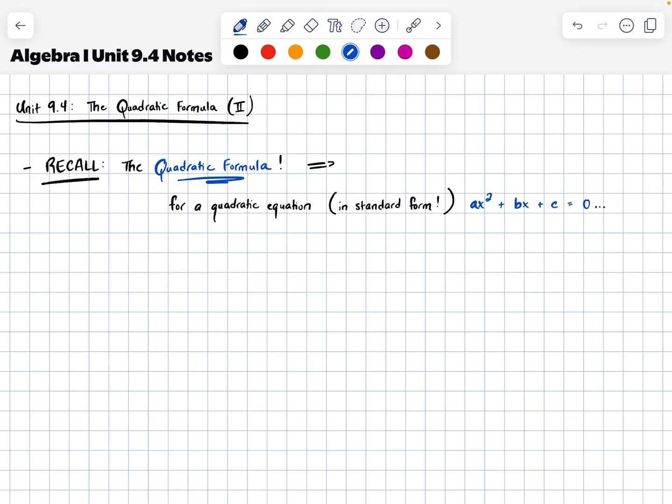Take 10 seconds, look back at those notes. What is this relationship here? How can I write the solutions to any quadratic equation in standard form? Go!